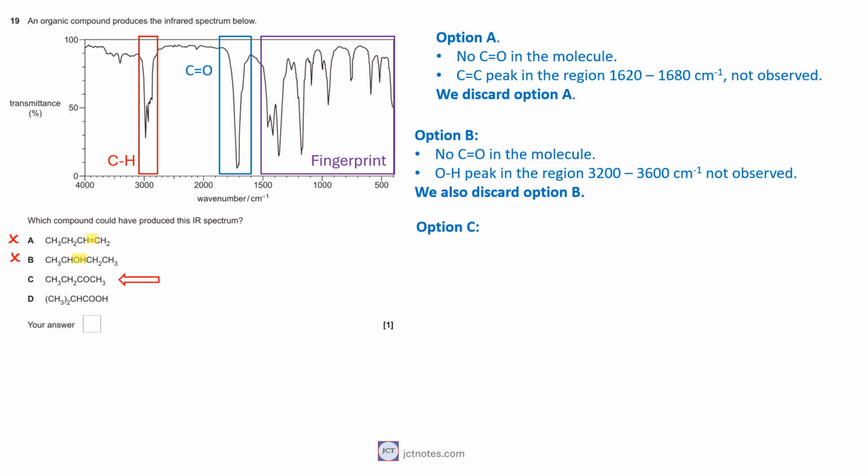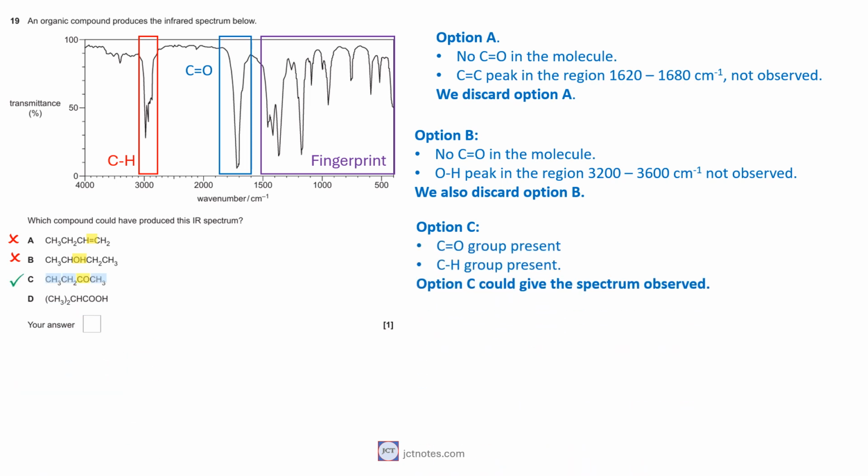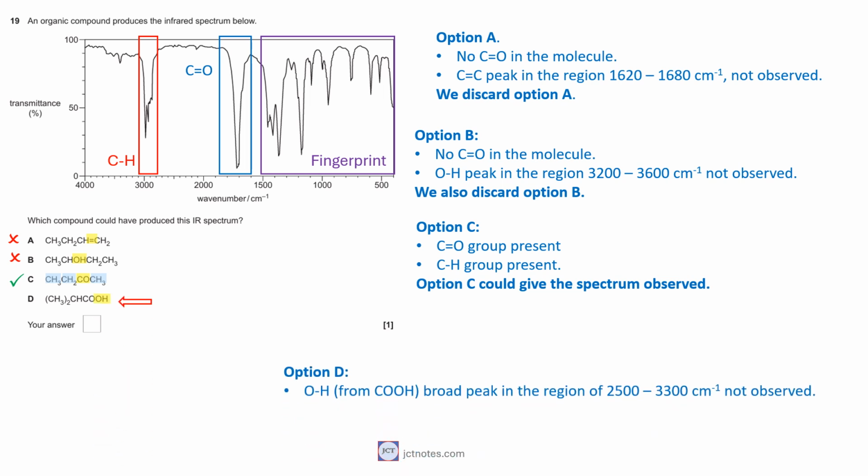Option C, we have the carbon-oxygen double bond and carbon-hydrogen bond. Option C could give the spectrum observed. Option D. This molecule should show a broad peak in the region of 2500 to 3300 reciprocal per centimeter due to the oxygen-hydrogen bond of the carboxylic group, but this peak is not observed. Option D can be discarded. Then, the answer is C.